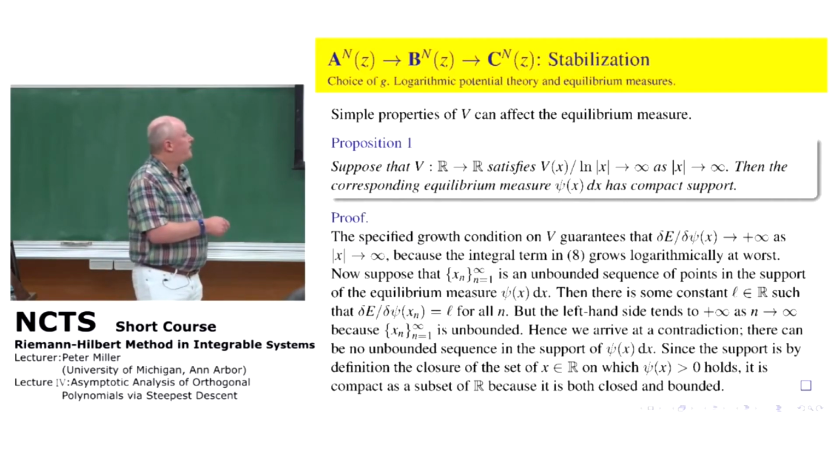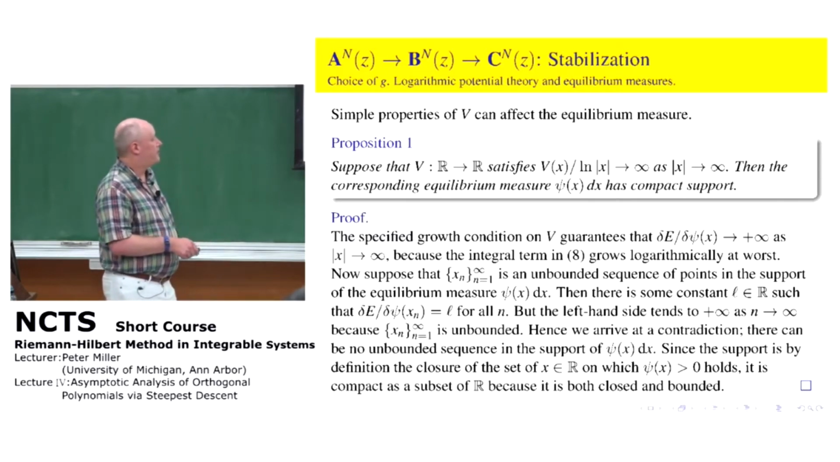But the left-hand side over here has the v function in it, so it tends to plus infinity as n increases because these points are going to infinity. But this is a constant. So that's a contradiction, and there can be no unbounded sequence in the support of this function psi of x.